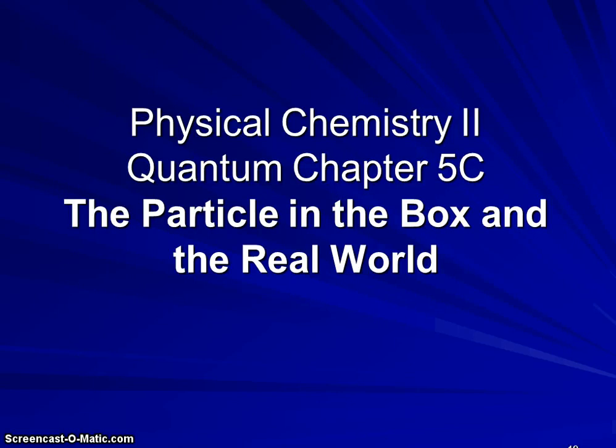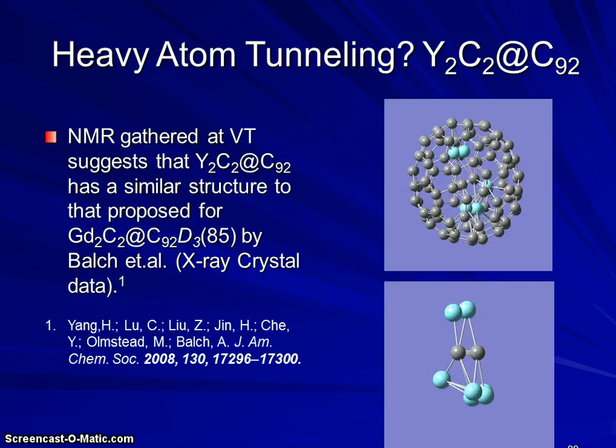Finally, let's look at one more example of real life heavy atom tunneling. In this case of Y2C2 at C92, where C92 is a fullerene cage, a carbon cage, with 92 carbon atoms, and inside of it two yttrium atoms. I'll explain why we show more than that here in a moment. And then inside also a pair of carbon atoms called a carbide group.